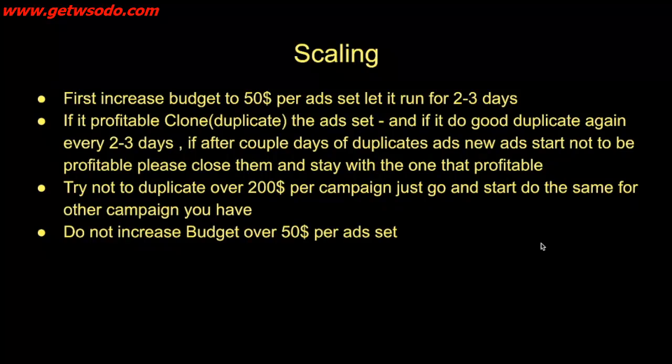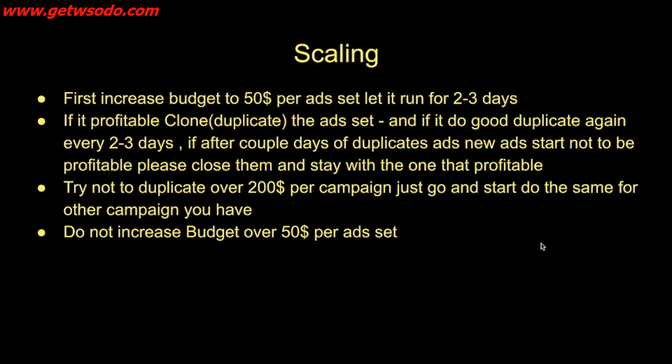Now let's say you have a campaign that's doing successfully, you have like 2 winners, 2 assets that are winners. So what you want to do, actually, you want to first increase the budget. If you're running $20-30 per day, you want to increase the budget to $50 per ad set first. So when you increase the budget, you let it run for 2-3 days, you see how it's doing, right? And after 2-3 days, you want to start to clone your ads.